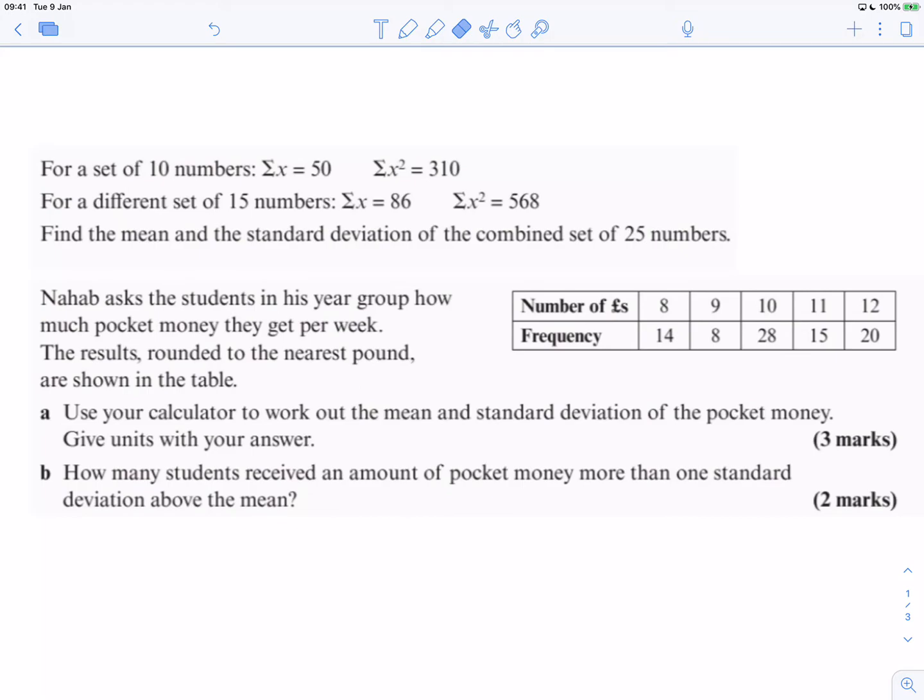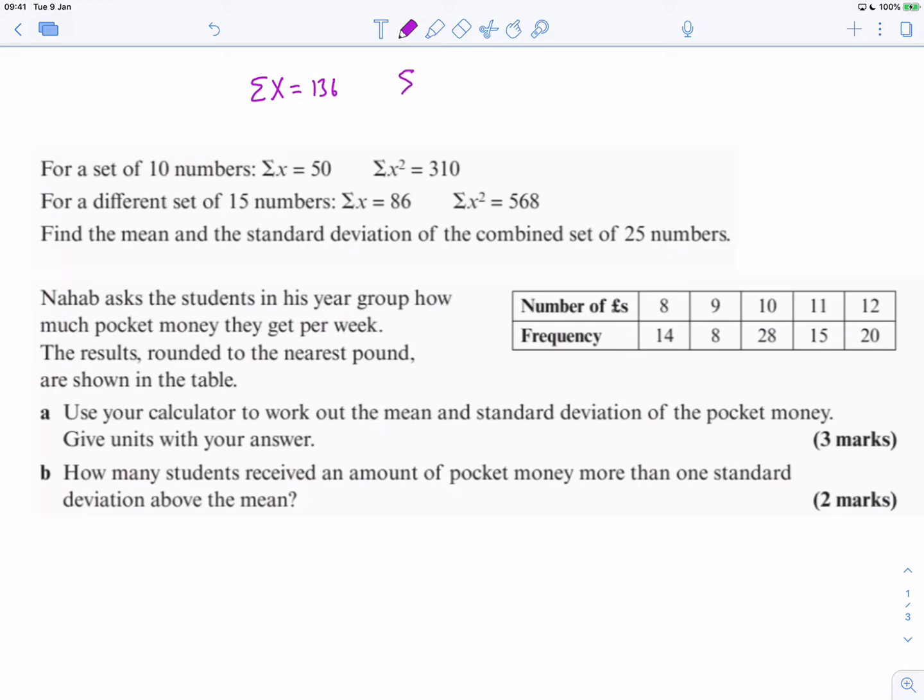Okay, right. For a set of 10 numbers, the sum of x is 50 and the sum of x squared is 320, and for a different set of 15 numbers, the sum of x is 86 and the sum of x squared is 568. Find the mean and the standard deviation of the combined set of numbers. Right, so let's deal with this. The combined sum of the two, which we'll call sigma of capital X, is going to be 50 plus 86, which is 136, isn't it?